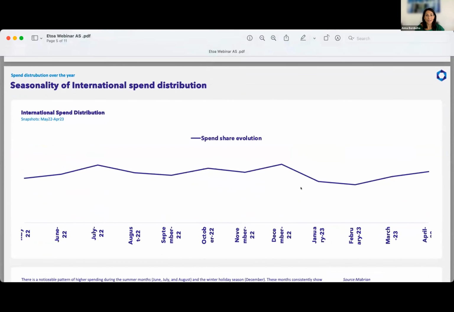In terms of seasonality, the share of spend by months during the analyzed period. What we can see here are clear spikes during the summertime, the summer holidays, June, July, and August, and also the winter holiday in December. However, the first months of the year show a lower share of spend that actually gradually starts to increase at the beginning of the spring.